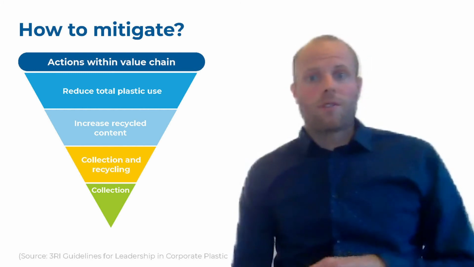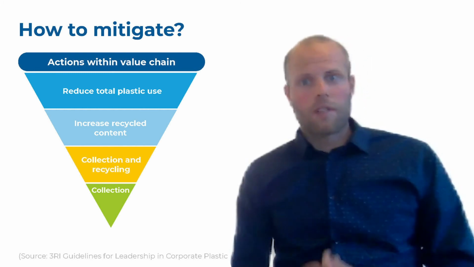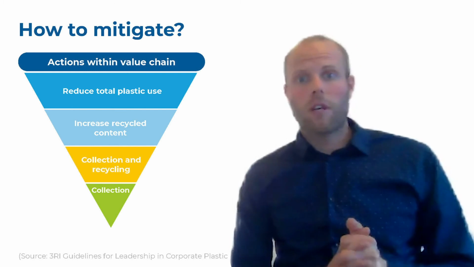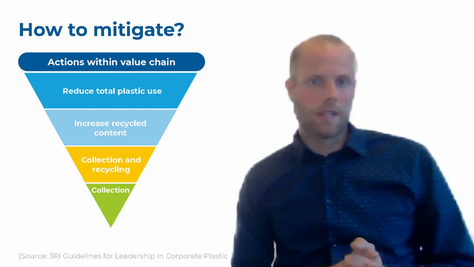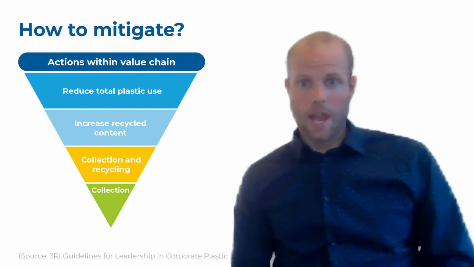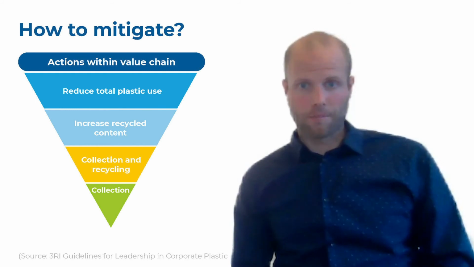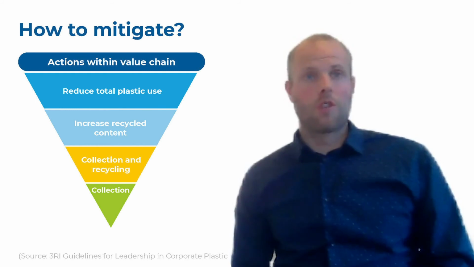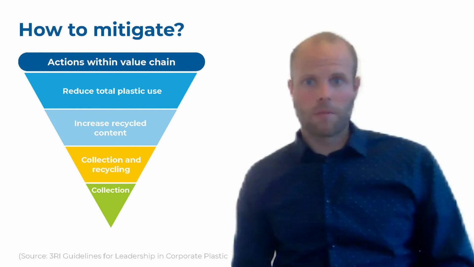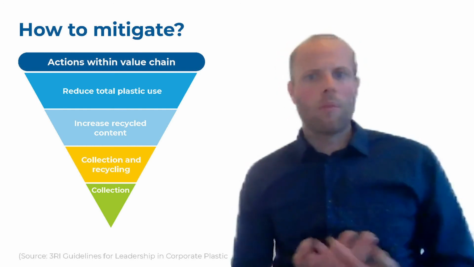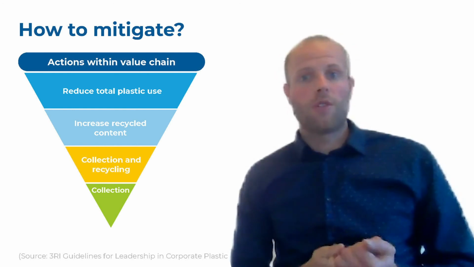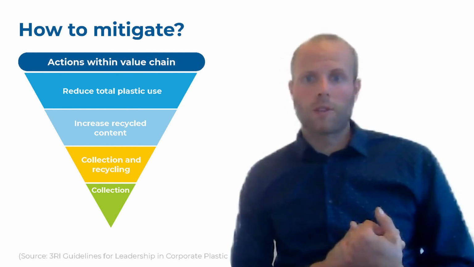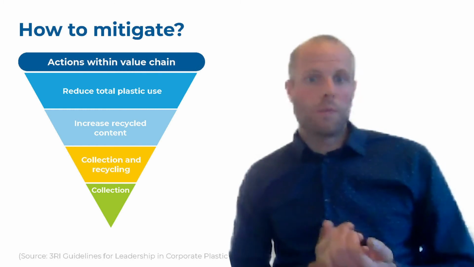A key part of the guidelines is for corporates to follow a clear mitigation hierarchy when performing a reduction potential analysis and defining the roadmap for their actions within their supply chain. As a highest priority, plastic usage should be reduced. Where plastic waste is unavoidable or causes unacceptable trade-offs, the use of recycled content as well as plastic waste collection and recycling should be increased.